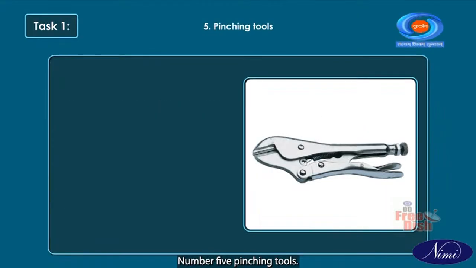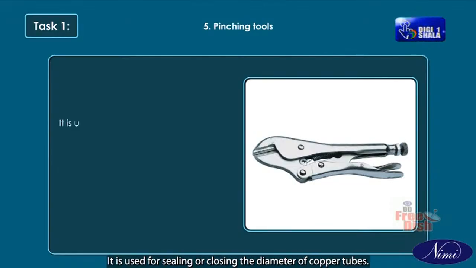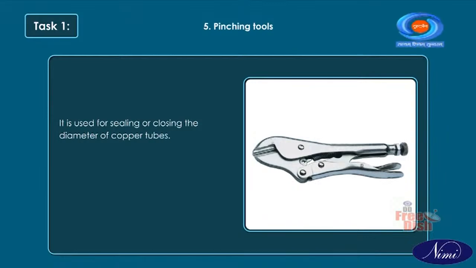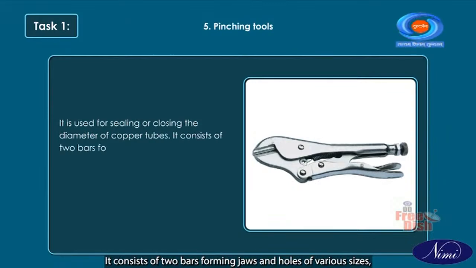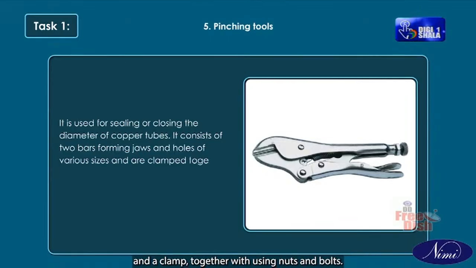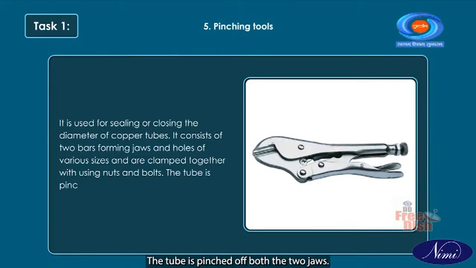Number 5. Pinching tools. It is used for sealing or closing the diameter of copper tubes. It consists of two bars forming jaws and holes of various sizes, which are clamped together using nuts and bolts. The tube is pinched off by the two jaws.